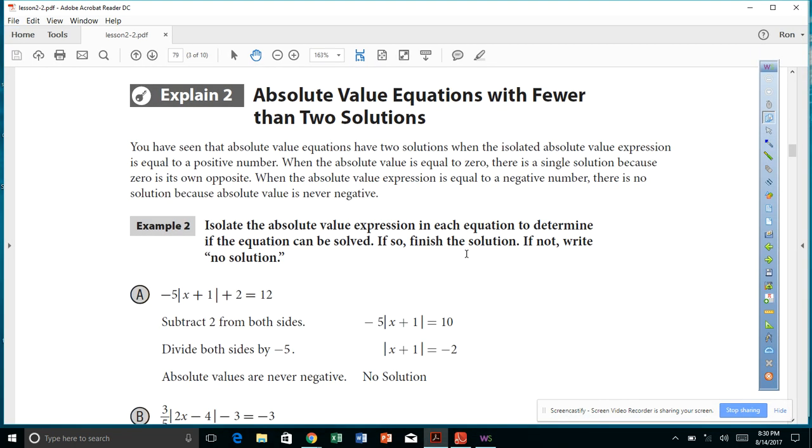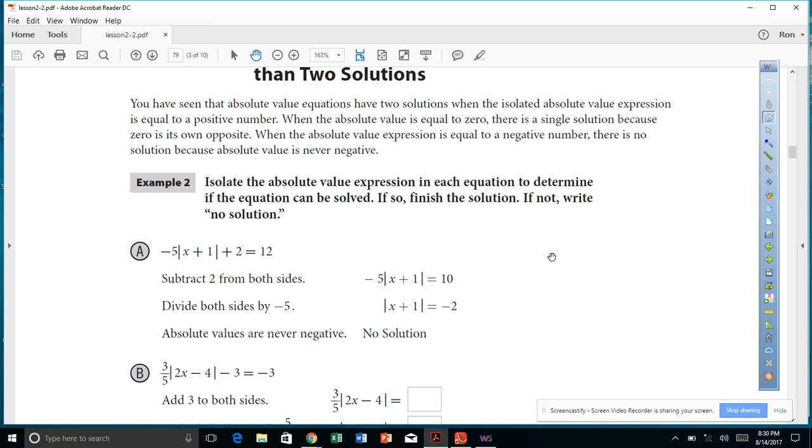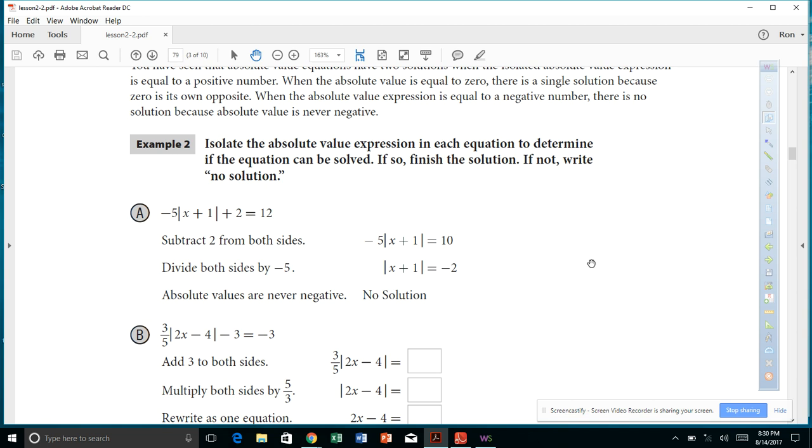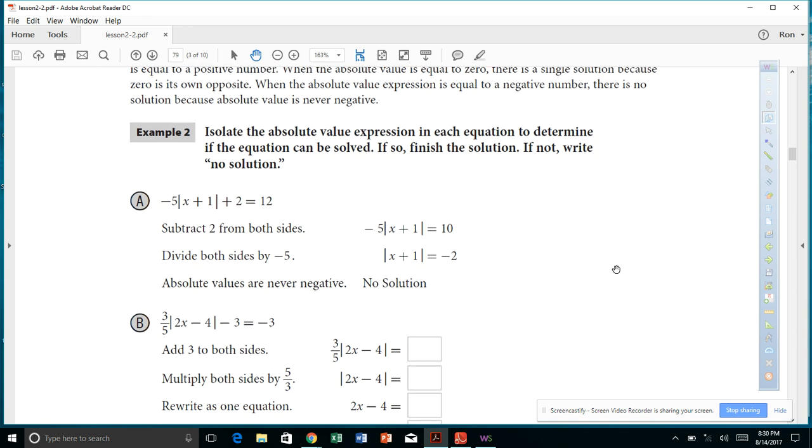Explain 2: absolute value equations with fewer than 2 solutions. You have seen that absolute value equations can have 2 solutions when the isolated absolute value expression is equal to a positive number. When the absolute value is equal to 0, there is a single solution because 0 is its own opposite. When the absolute value expression is equal to a negative number, there is no solution because absolute value is never negative. And I showed you that a minute ago down below.